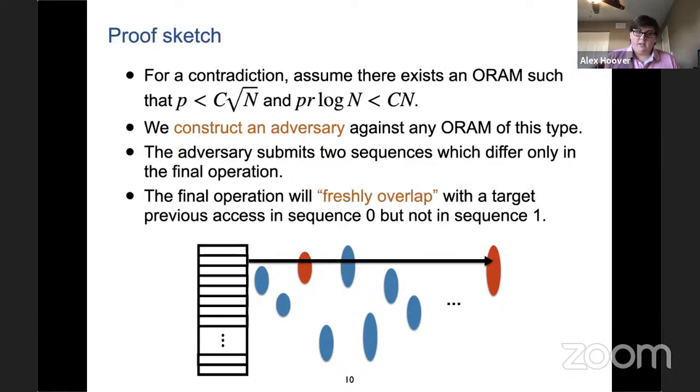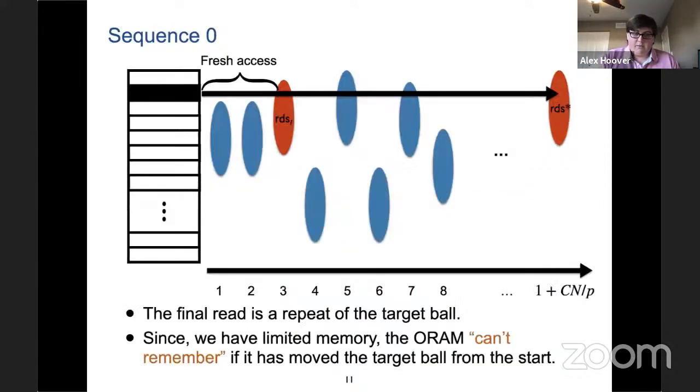And what we prove is that if it's a repeated read, then it will freshly overlap with some previous target read. And if it's a random read, then it will not freshly overlap with high probability. The way we managed to do this is we prove that if the ORAM doesn't have enough local state, and because it's not adaptive, this final read is going to have to access the physical cell where the ball was originally located, because it can't remember what happened before this final operation. And it's really interesting getting there, and that's the subtlety of the argument.